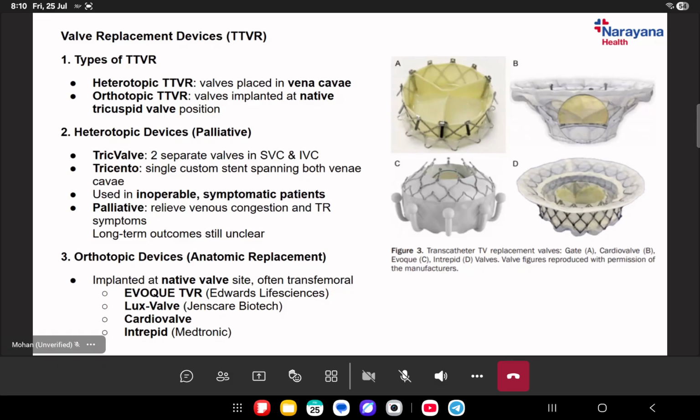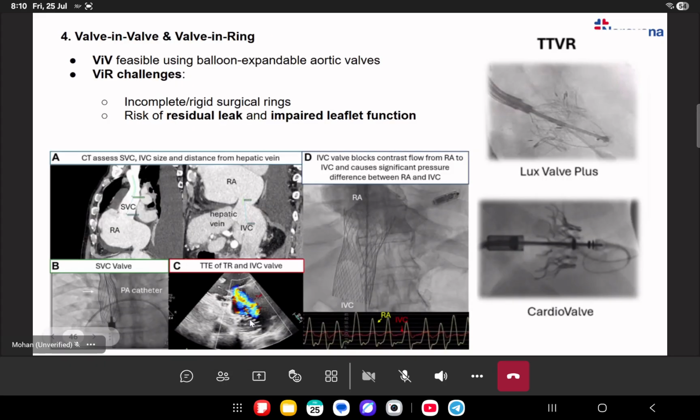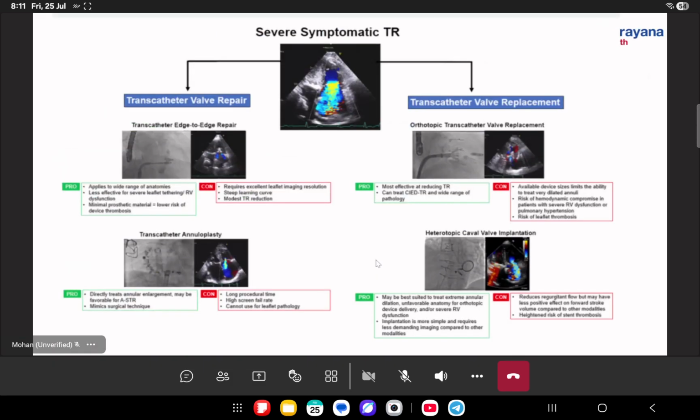Orthotopic devices are anatomic replacement: EVOQUE TVR, LuX-Valve, CardioValve, and InterPrep. Moving ahead, valve-in-valve and valve-in-ring are also feasible. Valve-in-valve is like what they are doing for aortic valves. For valve-in-ring, the ring we previously placed is usually an incomplete ring, so there is a risk of residual leak and impaired leaflet function. Here we can see the images of different heterotopic and orthotopic valves in their positions: CardioValve, LuX-Valve, and then this is in the IVC, and this is in the SVC.